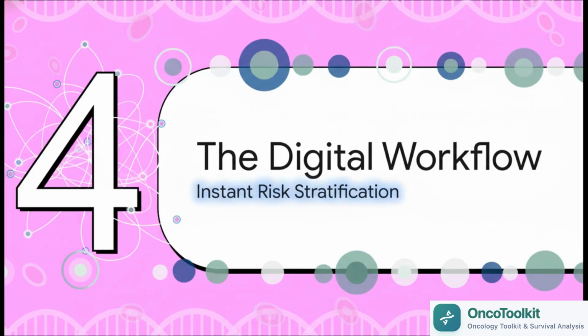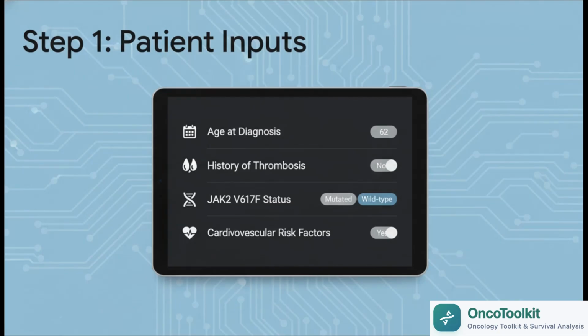Okay, so we've gone through the pretty complex science. Now let's see how Oncotoolkit just masters all of this, delivering instant, reliable risk stratification right at the point of care. Step 1 is exactly as simple as it looks on screen. You just input the 4 key variables we've been discussing this whole time. The interface is clean, it's simple, and it's built for speed.